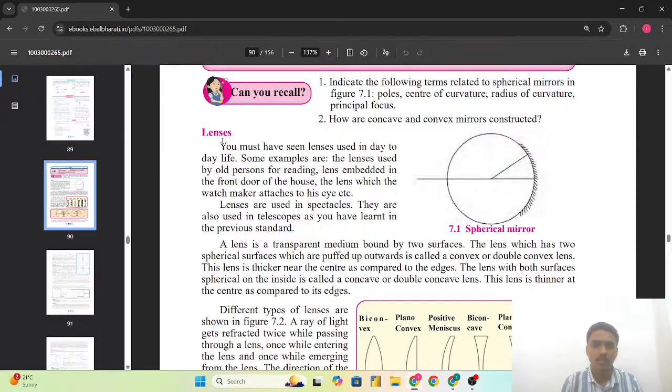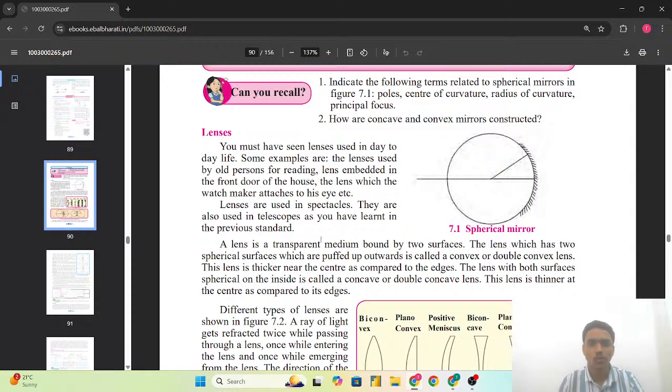Some examples are the lenses used by the old persons for reading, lens embedded in the front door of the house, the lens which the watchmaker attaches to his eye, etc. Lenses are used in the spectacles. They are also used in the telescopes, as you have learnt in the previous standard.